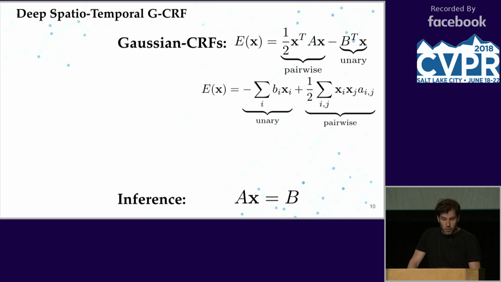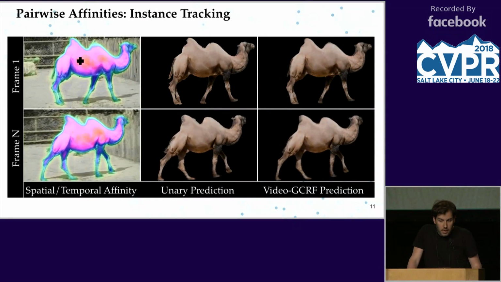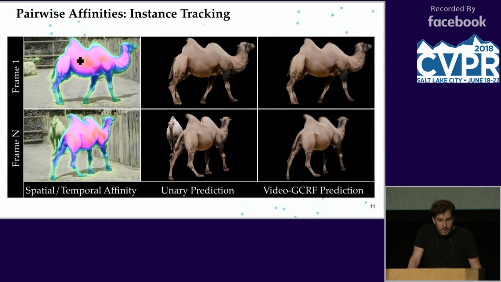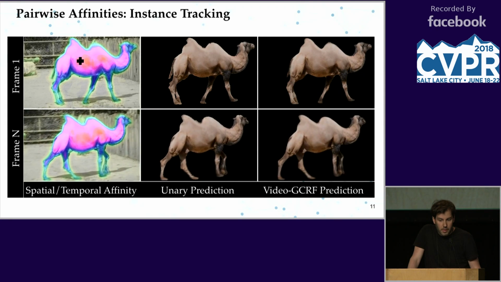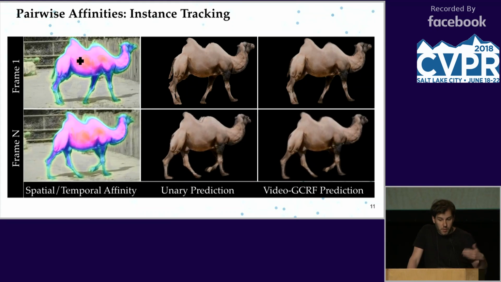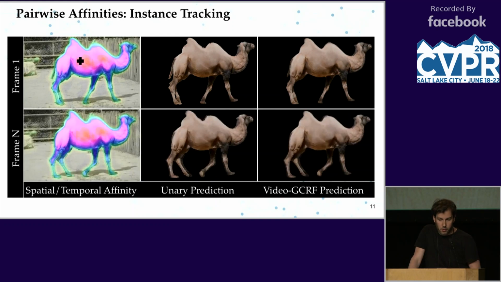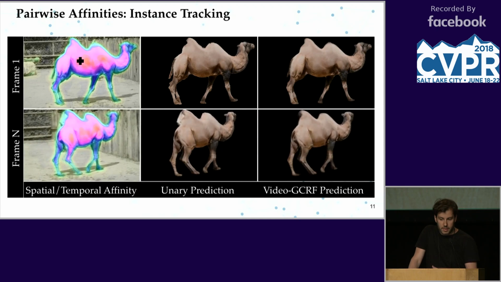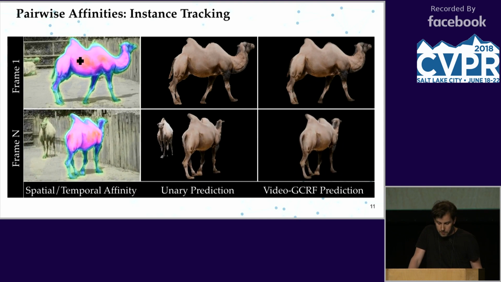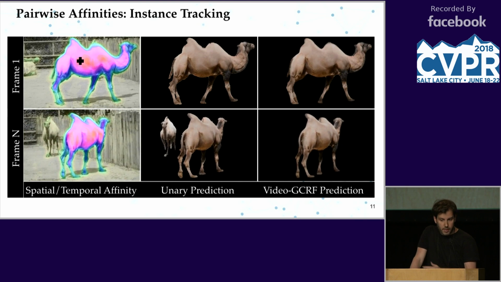So in this work, we make a particular choice for the system matrix A. We set it to be low rank, which amounts to forming its elements in terms of the inner products of learnable embeddings. To get a feel of what these embeddings reflect, we're showing here for the cross shown on the top frame, its affinities with all other pixels in space and in time. And these are used to perform inference on the whole video. And we see that this allows us to remove the spurious camel in the middle column by jointly reasoning both in space and time. So that's for the case of instance segmentation. I should note that these embeddings are learned by backpropagation, since we can backpropagate through the linear system equation.